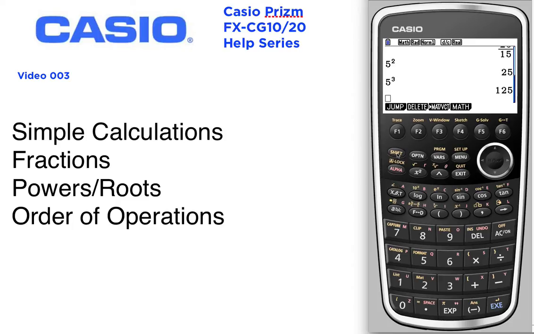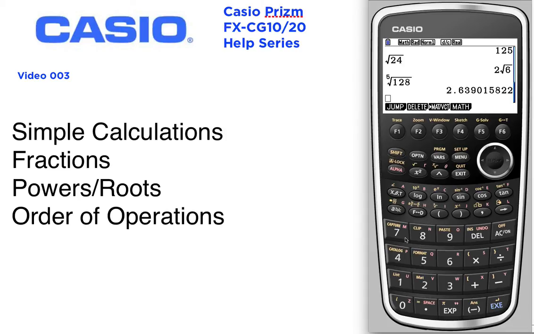Roots, we'll do roots very similar. Square root, shift x squared, 24. Execute, you get your answer in simplified radical form. If you want to do higher order powers, you use the template, which is right above the caret key. You want to do the 5th root of 128, for example. You get the decimal approximation.